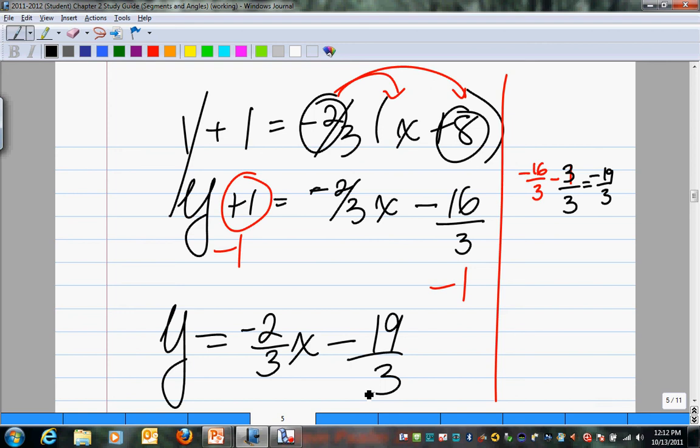You are done. I prefer you to leave it as improper fractions, and if you do this on Alex again, Alex prefers improper fractions. Do the exact same thing with parallel, but now you're using that parallel slope, which is 3 over 2.